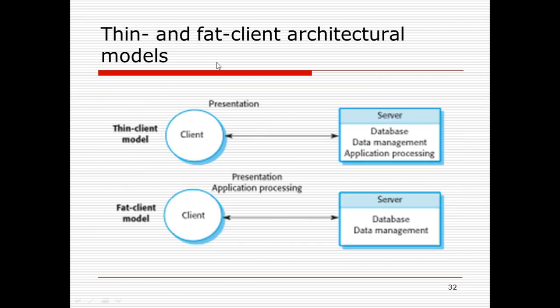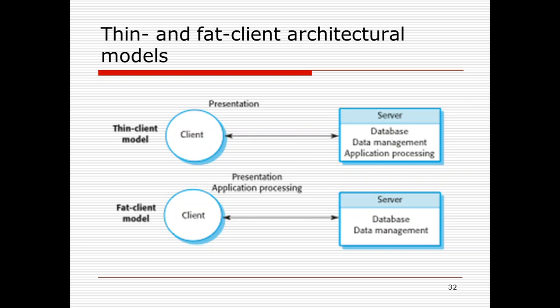So this is the diagrammatical representation of the thin client model and the fat client model. In the thin client model, you can see only the presentation layer is implemented on the client side, whereas database, data management, and application processing are all implemented on the server side. Whereas in the fat client model, the presentation and application processing are both implemented on the client side, and database management is used on the server side.